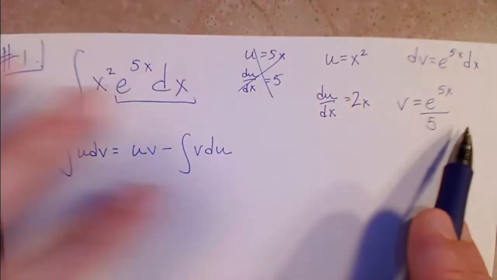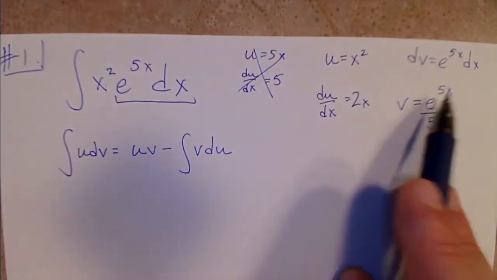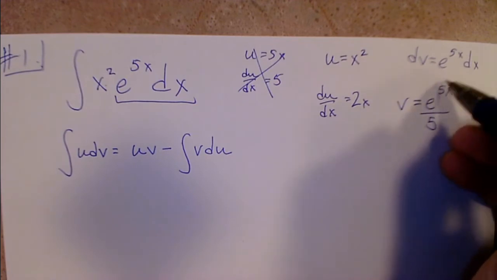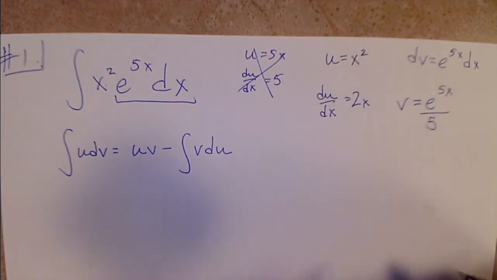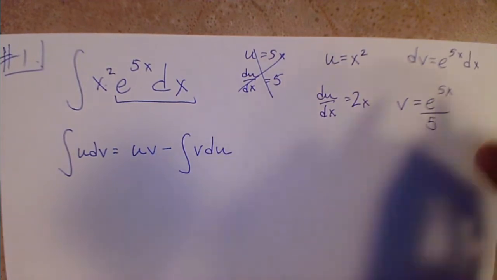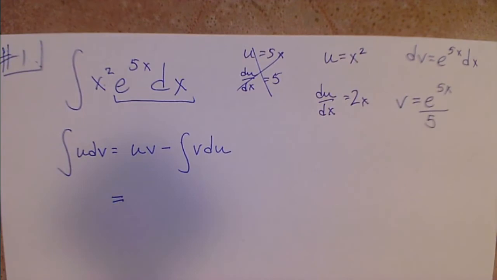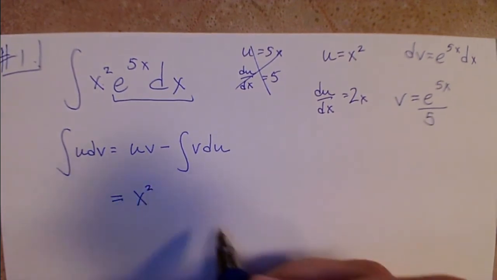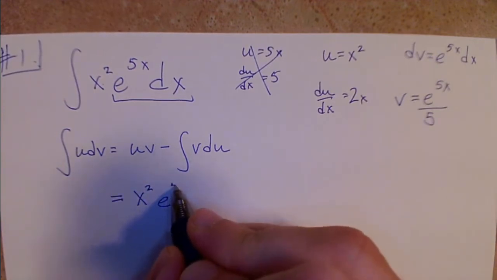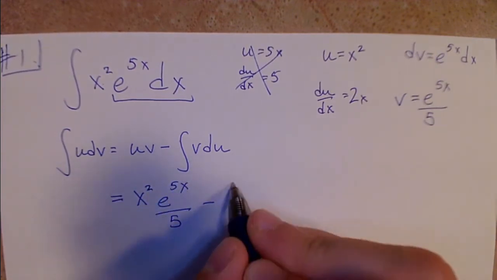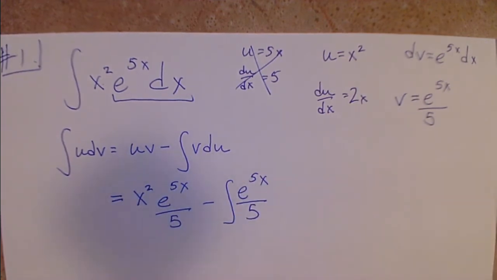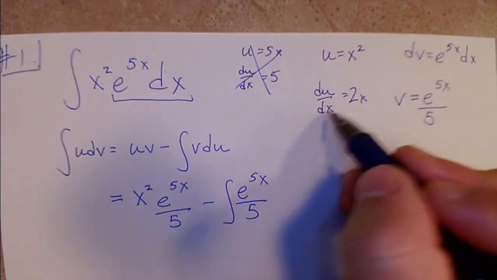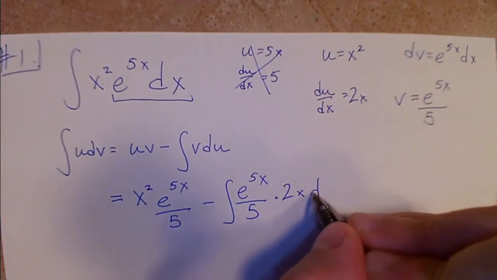Well, that's just the basic u sub. So this whole thing is a by parts integral with a u sub right there, because when I call u equal to 5x, the derivative of u is 5, and that's going to appear on the bottom right there. All right, so we're going to fill out all this information. This integral is equal to u, which is x squared, times v, e to the 5x over 5, minus the integral of v, which is e to the 5x over 5, times du. Now du, when I cross multiply, is 2x dx.